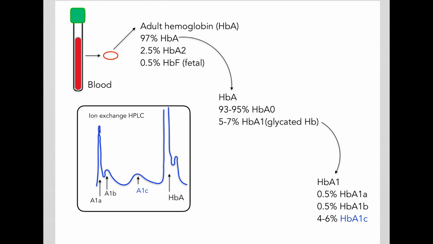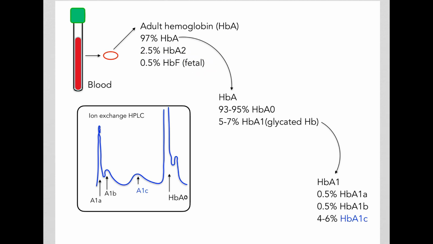Recall from a previous video on hemoglobin that hemoglobin contains 2 alpha chains and 2 beta chains. There is also a small amount, less than 3%, of another hemoglobin called HbA2, which is made up of 2 alpha chains and 2 delta chains. In addition, even adults have trace amounts of fetal hemoglobin, the major form of hemoglobin when we were a fetus.